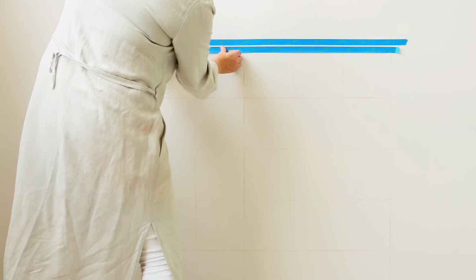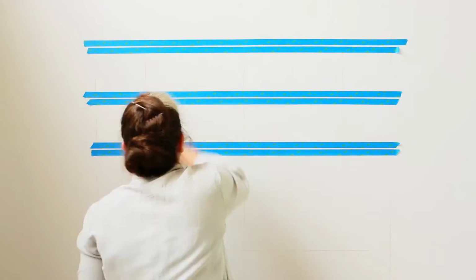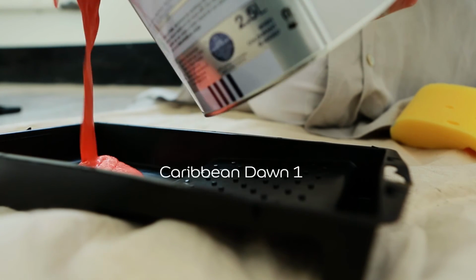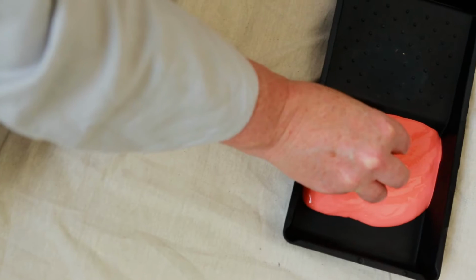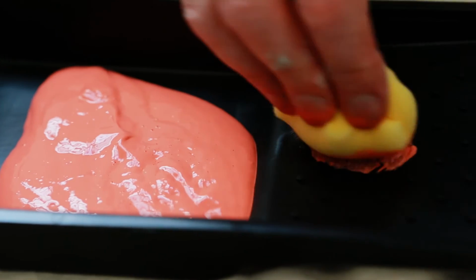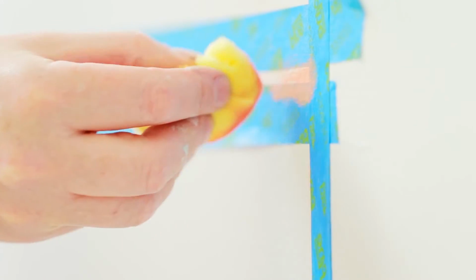Stick low-tack masking tape just above and below the chalked line to leave around a 5mm gap. Fill the horizontal stripes in first and use a small piece of foam with just a little bit of paint on it and simply wipe it along the line to colour it. If there's too much paint on the sponge, it'll bleed under the edges.